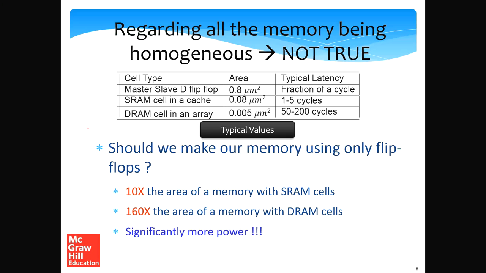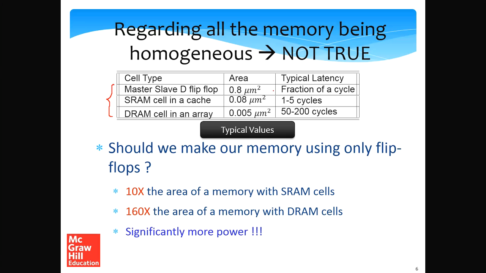Also, we have been making some more assumptions. We have been assuming that the entire memory takes the same time. It takes one cycle to access any part of the memory system. So that's not correct. So let's take a look at the different kind of technologies that we have learned, which can actually be used to make a memory system. So one is a master-slave D flip-flop that we talked about. So its area typically is very large. So it's around 0.8 micron square. So it's a fairly large structure, but it's fairly fast as well.